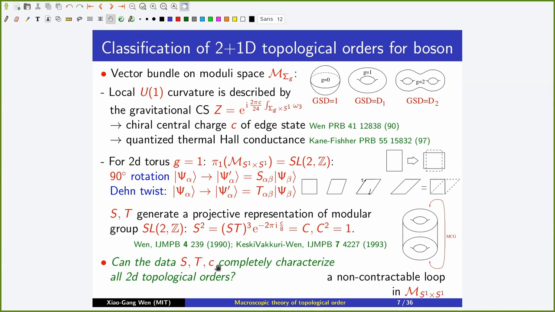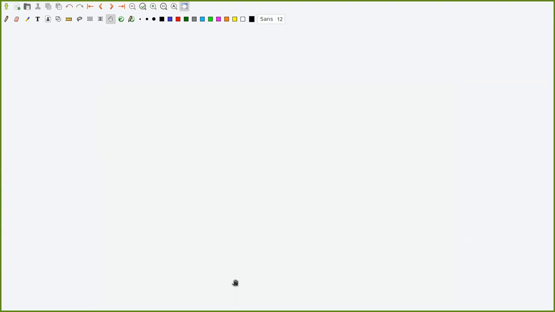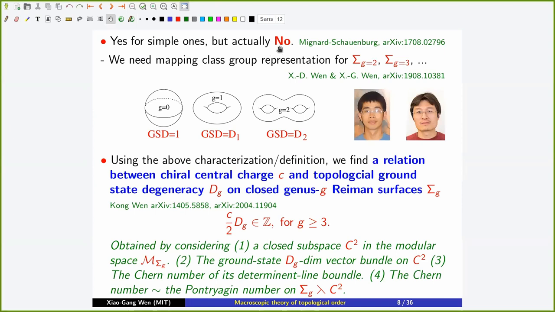Okay, now let's ask another question: whether this data can completely describe topological order or not. There's a concern that two different topological orders could share the same ST matrix and the same central charge. Actually, unfortunately, the ST matrix is not enough, because we only considered a torus. We have to consider higher genus Riemann surfaces. The ST matrix is only for genus g equal to one, the genus one Riemann surface, and we have to consider the more general mapping class group. Maybe that's enough; we still don't know, that's still a conjecture. But at least we know that if you only consider the torus, it's not enough.